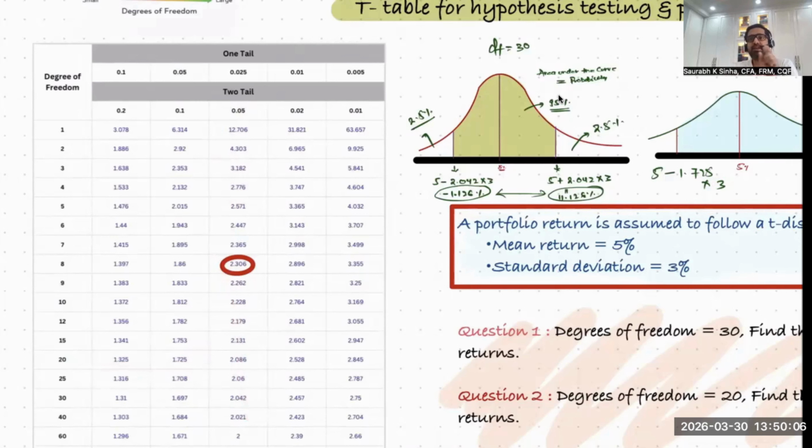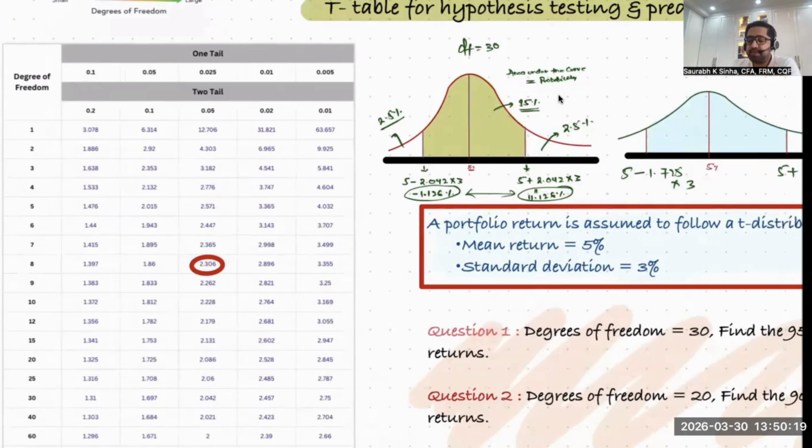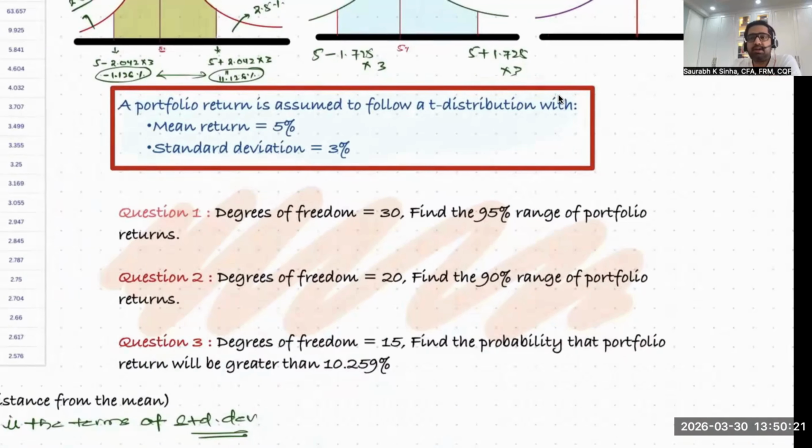So if you calculate the range at 2.086, definitely the range would be wider than what you have calculated at 2.042 in the left and the right direction, at 95%. Okay, so we solved the two questions. The last question is slightly different from these two questions.